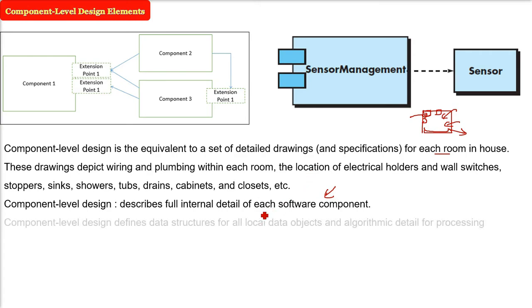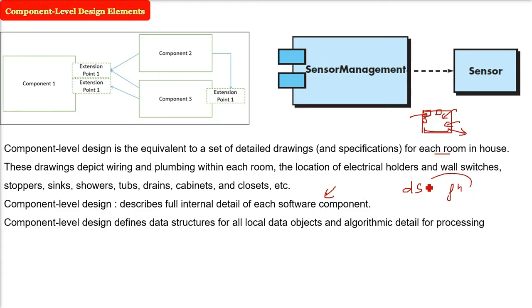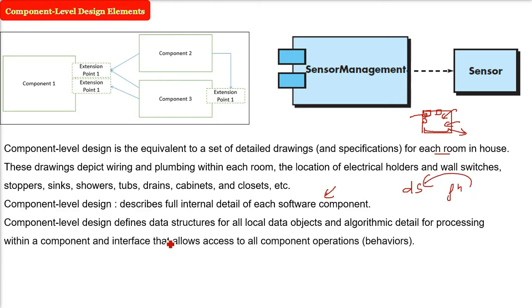Component level design defines the data structure for all the local data objects, for example drains, and algorithm detail for processing within a component, and an interface that allows us to access the component behavior, that is the function.